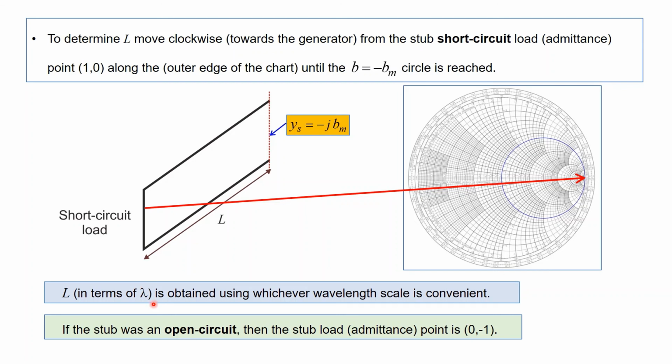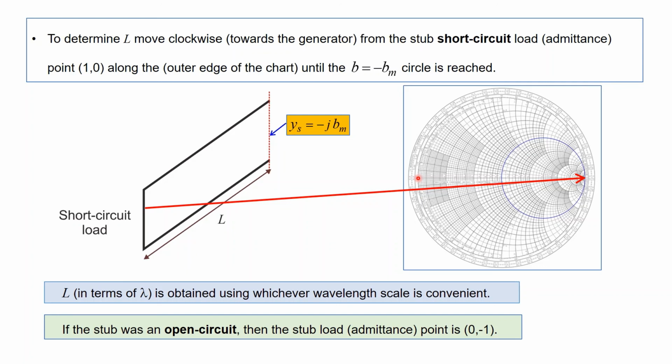Now, we're going to do an example on this next, but bear in mind that if we had an open circuit stub, then the essential design procedure is the same, except that in this case, for the design of an open circuit stub, the load admittance point would be over here at the point 0 minus 1. But in essence, the design procedure is much the same.